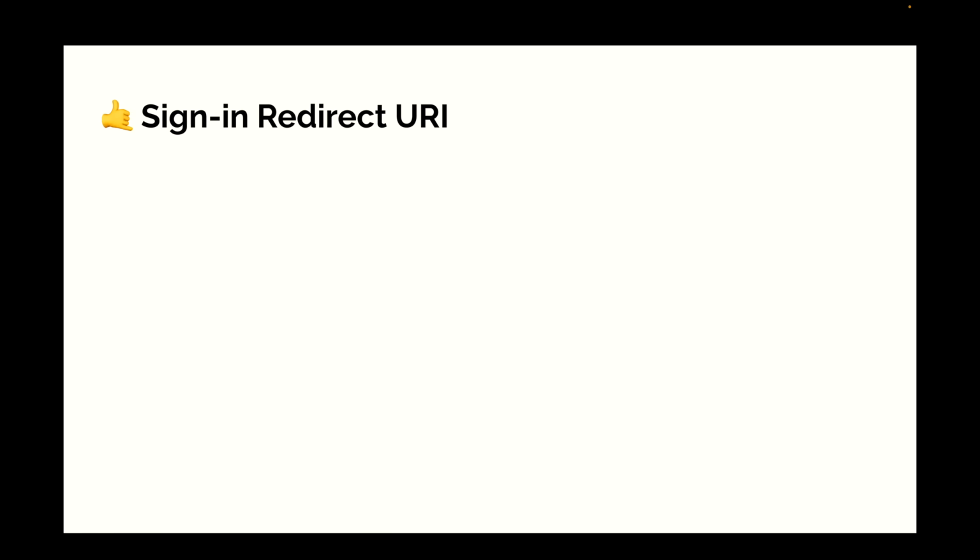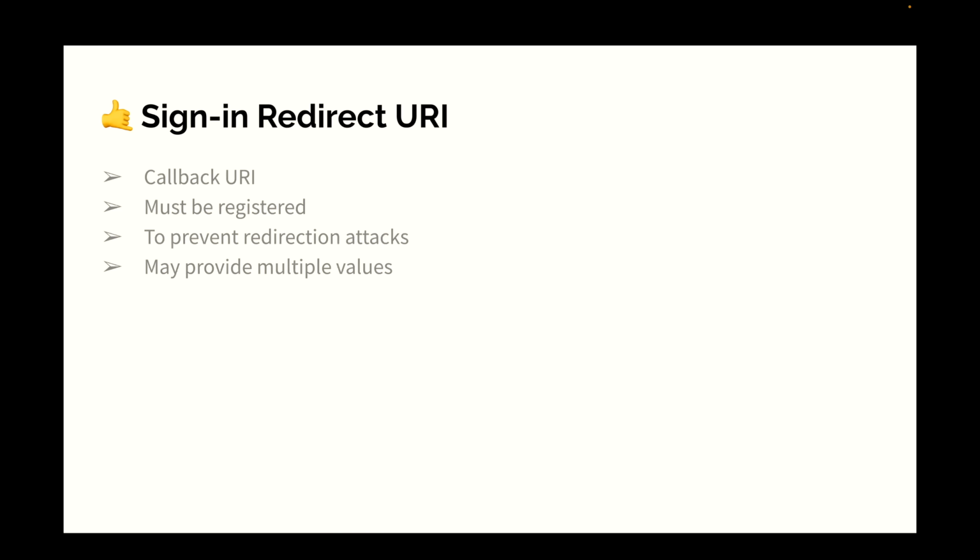Now let's look at what the sign in redirect URI is, which we need to provide in order to create a client application. So this is a callback URI and it must be registered while registering an application. So whenever you redirect the user to the authorization server to log in, after successful login, the authorization server will redirect the user back to your redirect URI or your sign in redirect URI. And it is used in order to prevent redirection attacks. You may provide multiple values. It depends on the OAuth provider if that is supported or not. And the sign-in redirect URIs must be HTTPS URLs so that the communication between the authorization server and client application is secure.